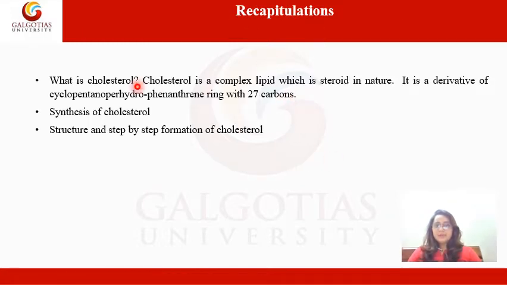Recapitulation. In our previous practical, we talked about what cholesterol is. We discussed that cholesterol is a complex lipid which is steroid in nature. It is a derivative of the cyclopentanoperhydrophenanthrene ring with 27 carbons. We also talked about how cholesterol is synthesized, its structure, and the step-by-step formation of cholesterol. In other words, we discussed the exact and clear-cut mechanism of cholesterol metabolism.